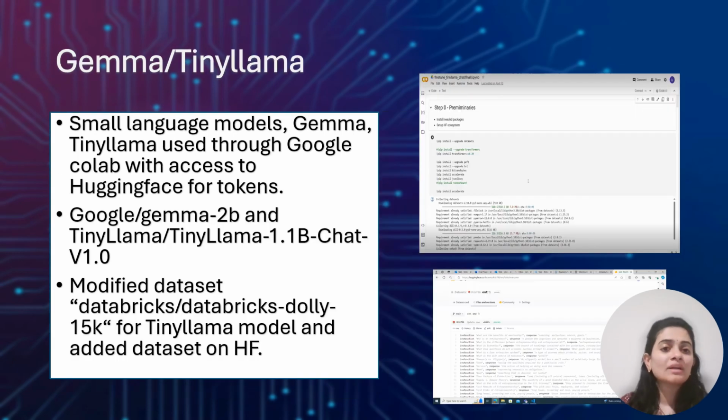Now coming to Gemma and Tiny Llama. These are small language models. These were executed on Google Colab with Hugging Face access tokens, using Google Gemma 2B and Tiny Llama 1.1 Chat version 1.0. Coming to the dataset, we modified the Databricks 15K dataset for the Tiny Llama model, and added that dataset to Hugging Face in the format of instruction and response.